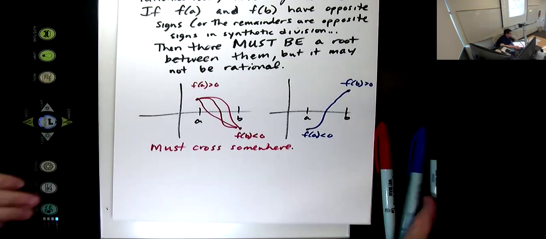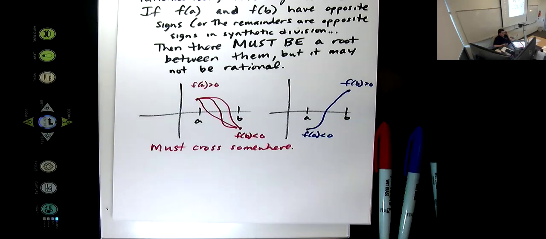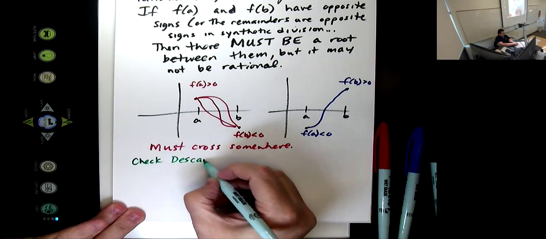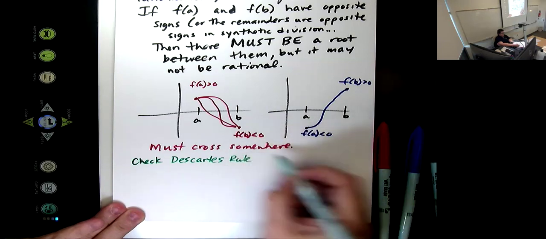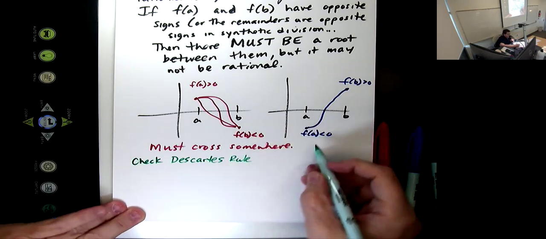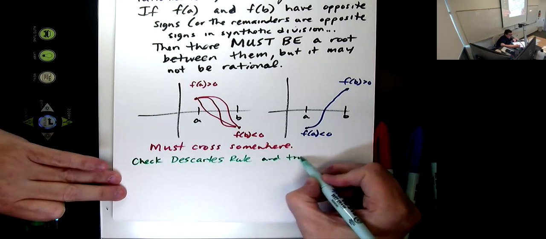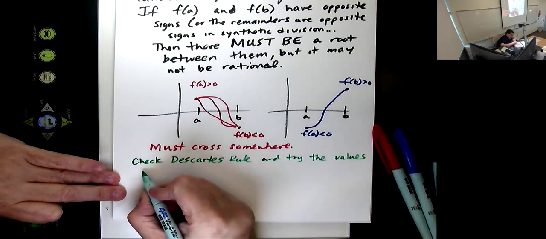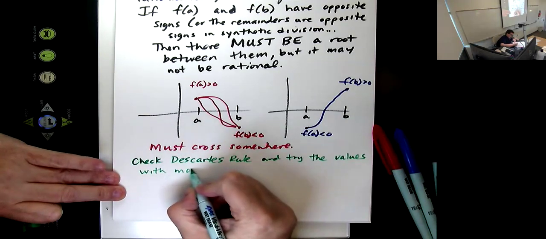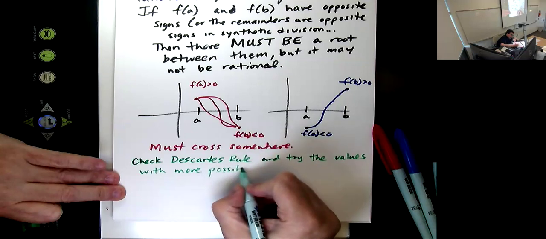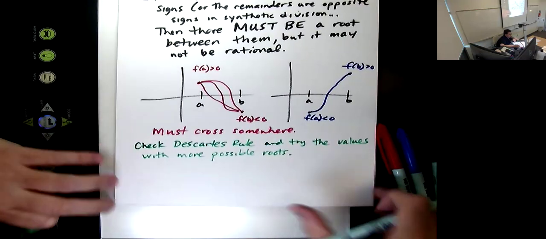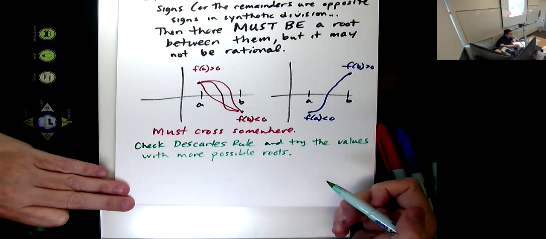So how do you use this tactically? Putting all these together: check Descartes' rule, and try the values with more possible roots. So in this case, we try positive numbers.